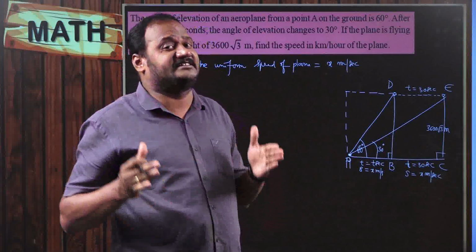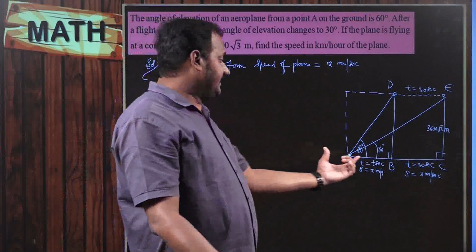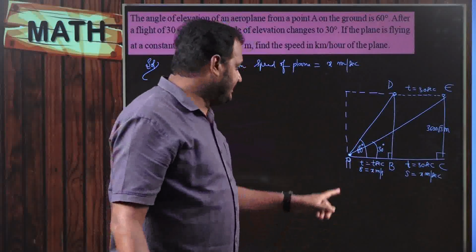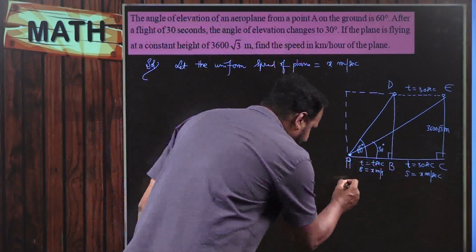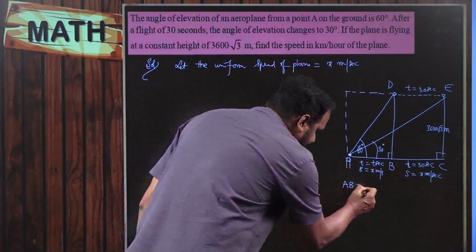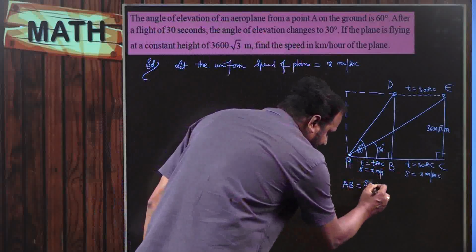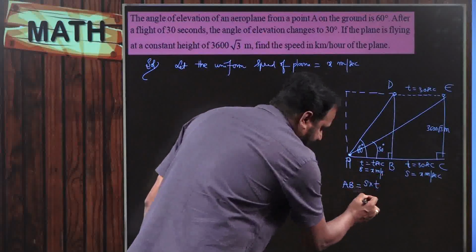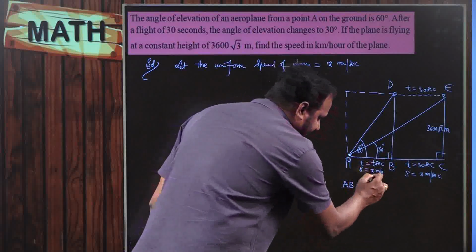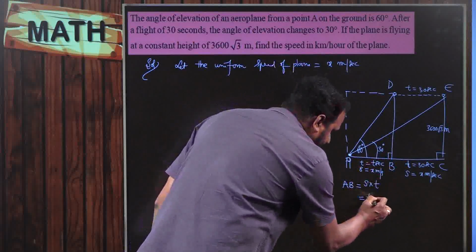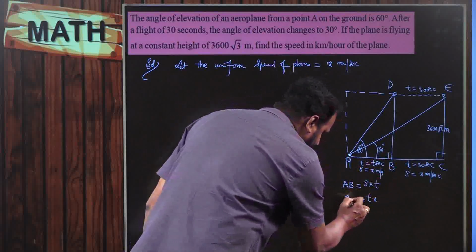It means the distance traveled by the plane in a particular period of time. See here, AB is the distance. Distance is equal to speed multiplied by time. So the speed of the plane is x meters per second, time is t seconds. Seconds cancel, x into t is equal to tx meters, that is AB.